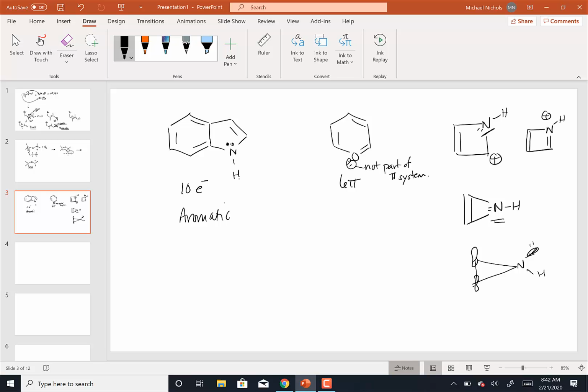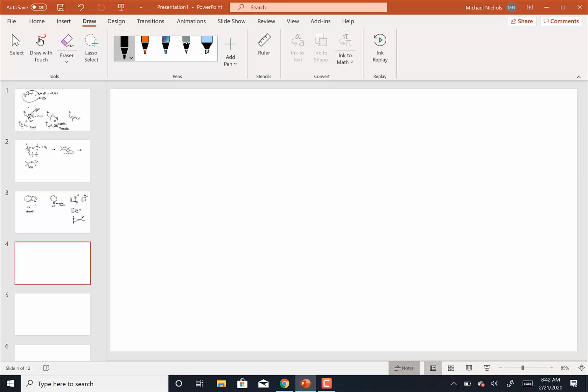Can you do the withdrawing and donating groups and like the induction and resonance? Yes. Just like the induction? Yes, and let me organize the table from top to bottom, which I'm not going to ask you to do, but just so we're all on the same page.